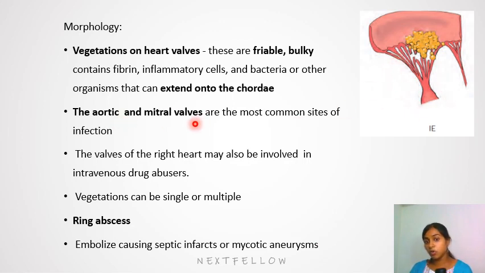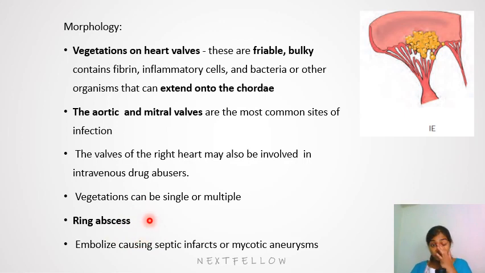The mitral valve is most commonly involved in rheumatic heart disease. Here aortic as well as mitral valves are involved, and valves of the right side of the heart can also be involved in patients with intravenous drug abuse. Okay, here the vegetation can be single or multiple, and there may also be an increased risk of ring abscess in this patient with infective endocarditis.